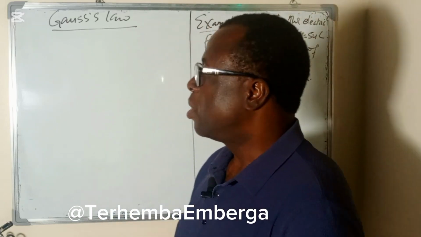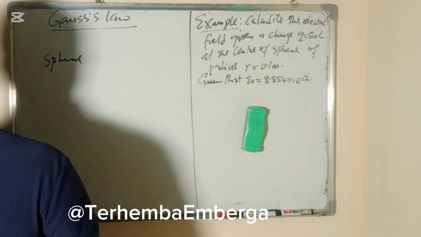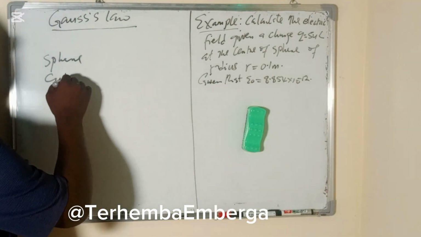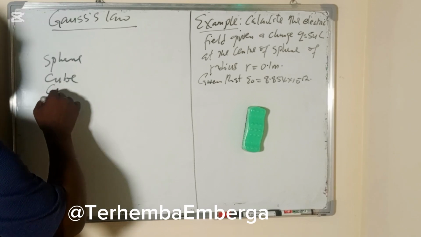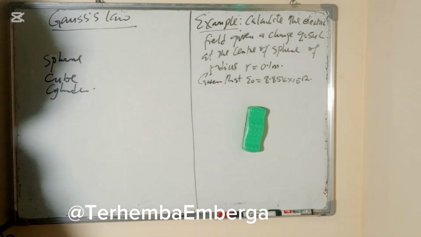And what are these surfaces we're talking about? We're talking about the sphere, the cube, the cylinder. These are the surfaces we are referring to.